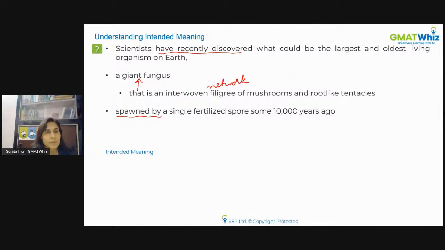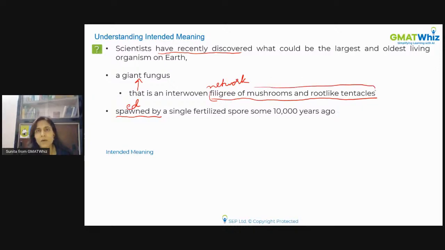Here, spawned is an ED verbal because nobody performed the action of spawned. Since you are saying "spawned by," you can't say giant fungus spawned by. So the giant fungus did not do the spawning. Then what is the ED verbal going to modify? We know that an ED verbal can modify either the nearest noun or the noun phrase. Here it looks like it is modifying this whole thing. The head noun is filigree, and it is made up of mushrooms and root-like tentacles. So we can understand that this entire network of mushrooms and tentacles is spawned by, that is, produced by, a single fertilized spore some 10,000 years ago. So filigree is being modified. This entire noun phrase, guys, is being modified by "spawned by."